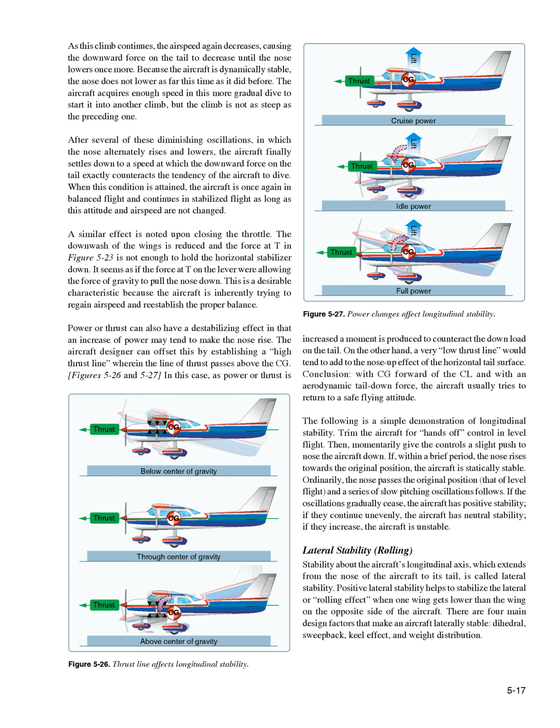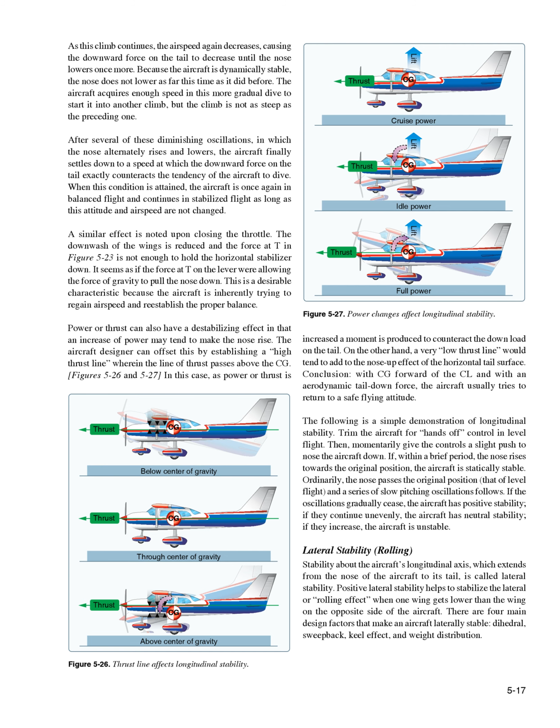Ordinarily, the nose passes the original position, that of level flight, and a series of slow pitching oscillations follows. If the oscillations gradually cease, the aircraft has positive stability. If they continue unevenly, the aircraft has neutral stability. If they increase, the aircraft is unstable.